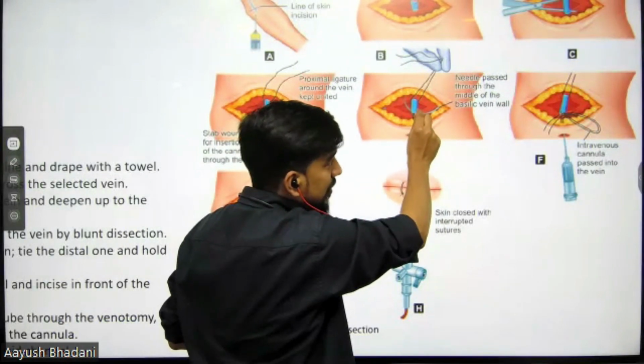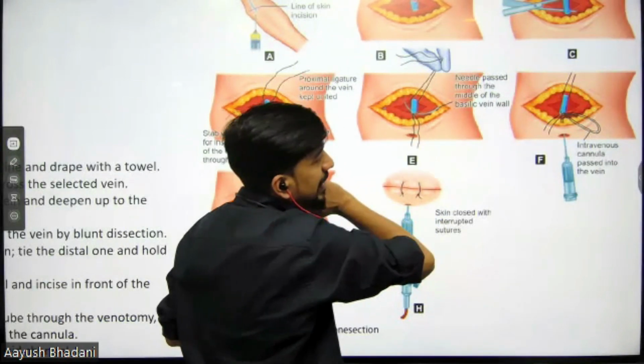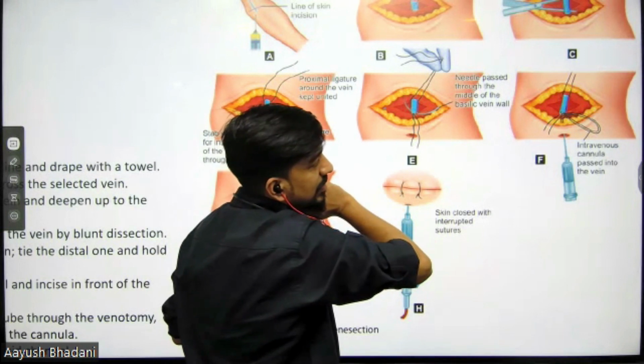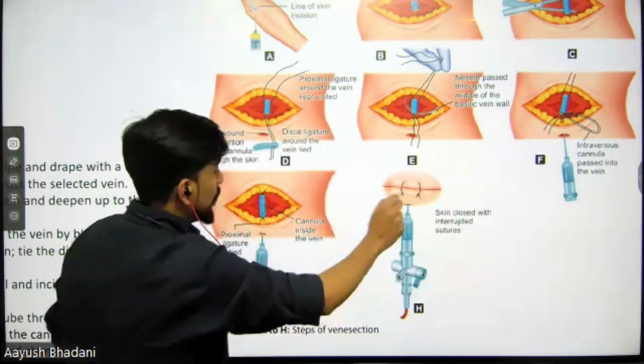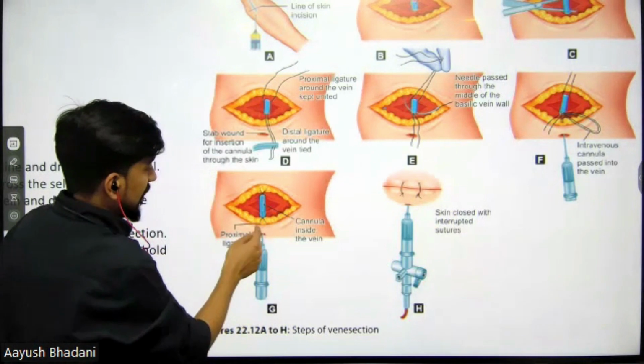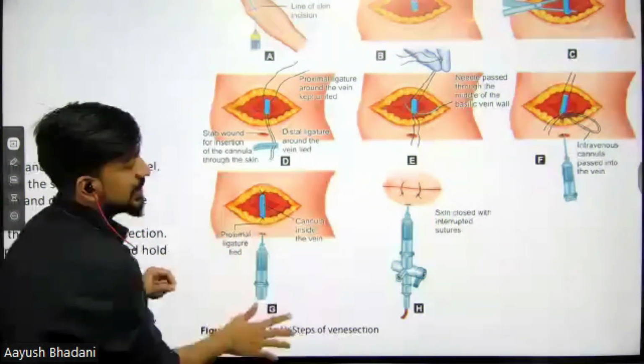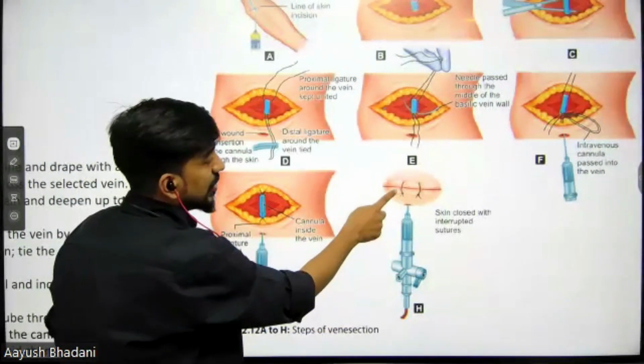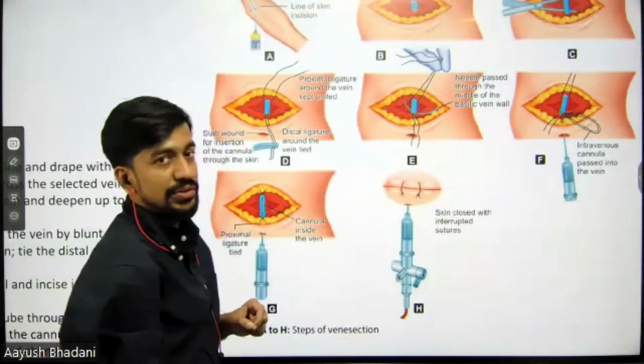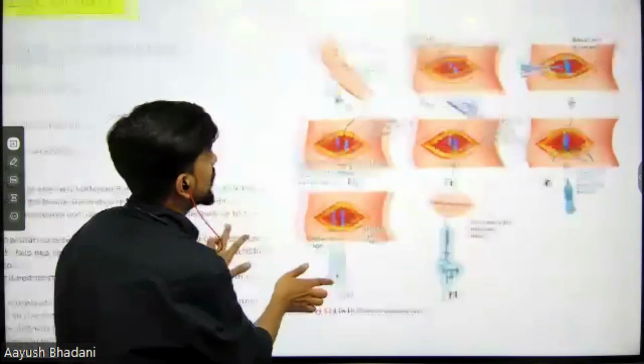You put a nick on that vessel and you have the access. Okay. It is then you put the cannula inside. You now ligate the proximal ligature so that the cannula remains inside. And now you can again close the skin with the interrupted sutures. Okay. I'll just again recapitulate it.